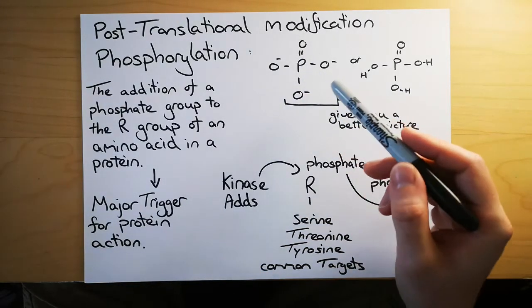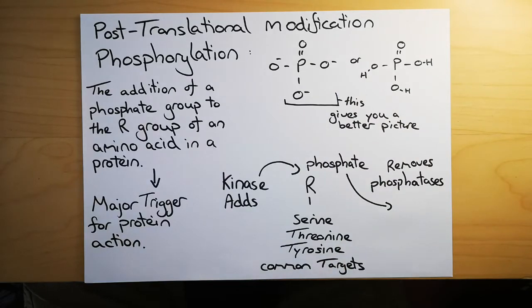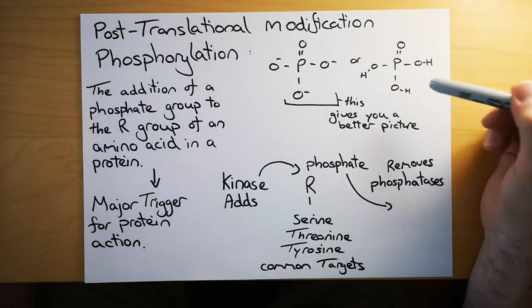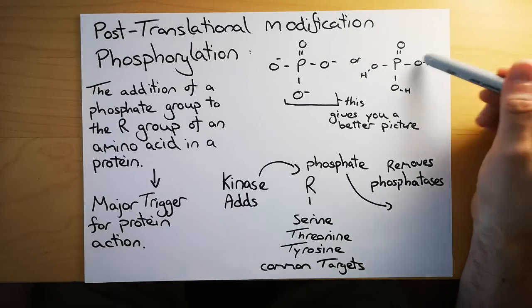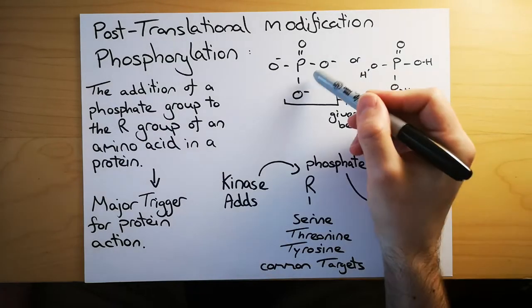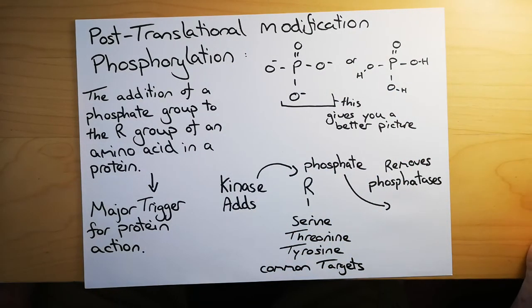This gives you probably a better image to have in your head because it's got the negative charges. Especially if you're not into your chemistry, you can forget that those hydrogens can pop off, leaving a negative charge. So it's probably best to have this one in your head for a phosphate group. You're going to be bored of phosphorylation before the end of Unit 1, but it is a major trigger for protein action. It's a way of making a protein do a function, and we're going to take a very specific look at that in a minute.